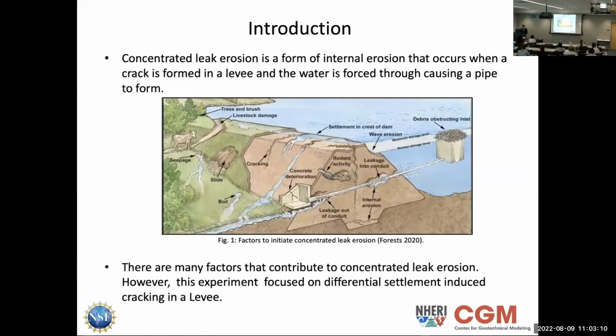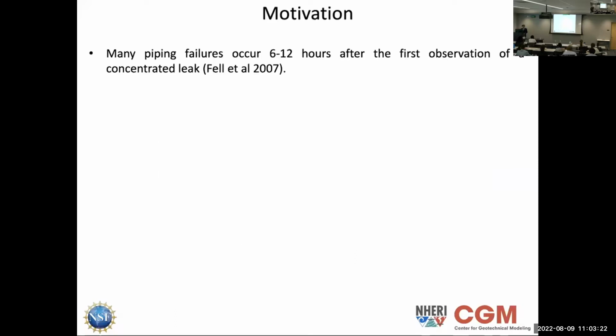Livestock, trees and bushes, rodent activity, leakage in a conduit, but what we're focusing on is differential settlement. Differential settlement is just a non-uniform settlement across the span of a levee. So why are we looking into this?